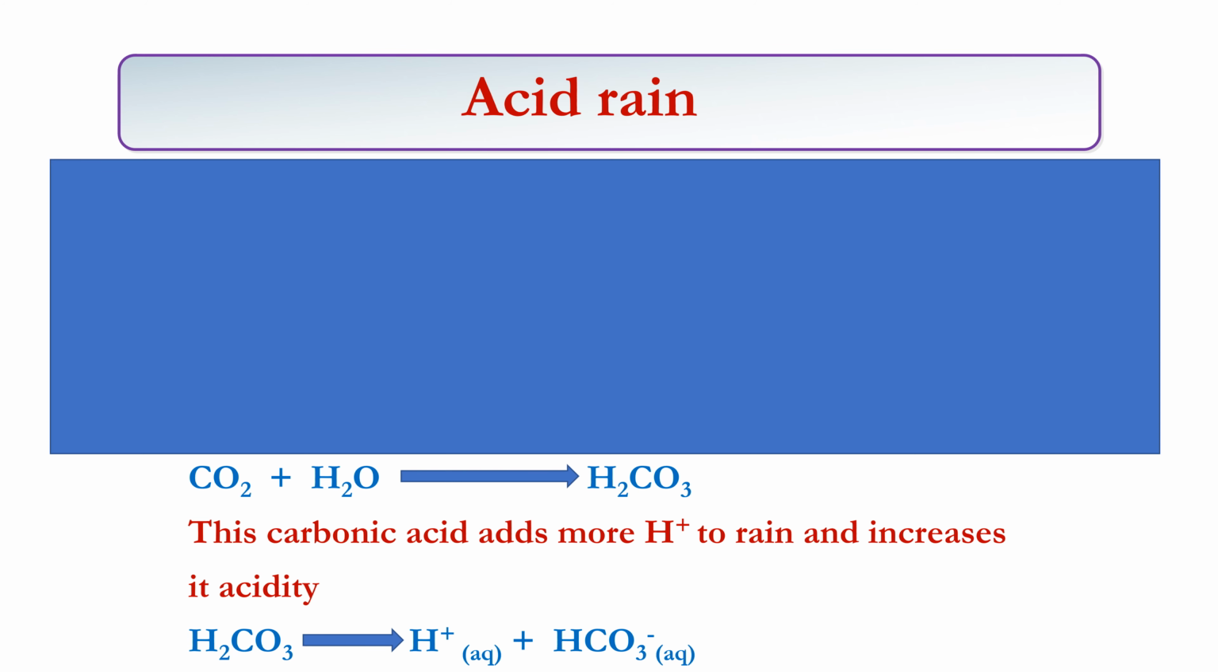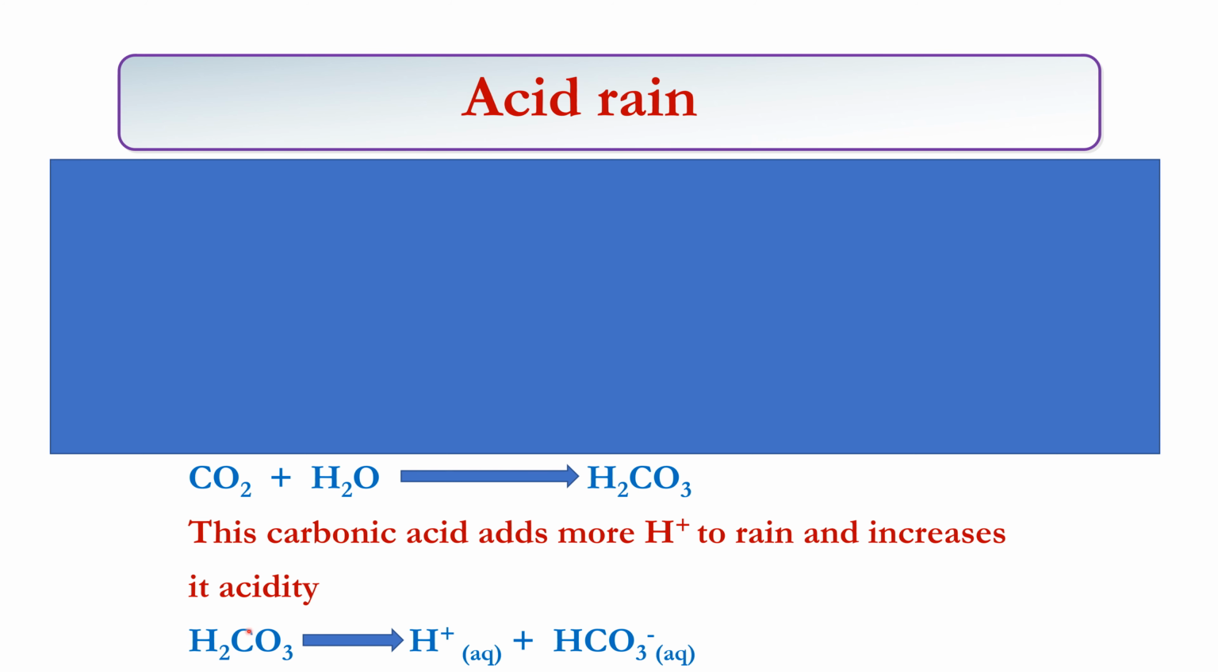So what causes acid rain? When CO2 in the air combines with atmospheric water, it forms carbonic acid according to this equation. So this is CO2 plus atmospheric water. It will form carbonic acid. So this carbonic acid releases H plus ion to rain and therefore increases its acidity.